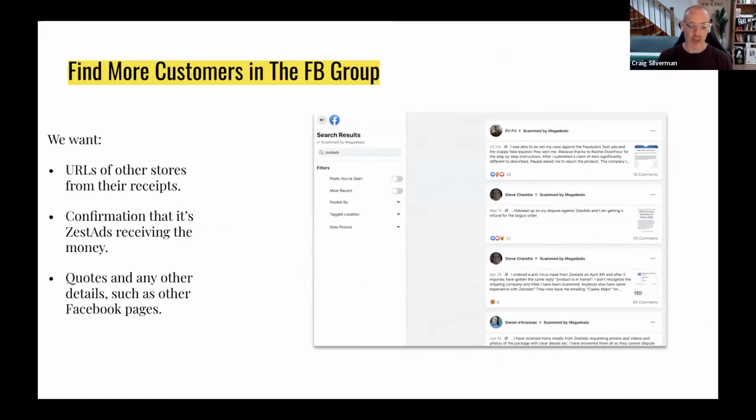Here's what I want to do. I want to find all of the people in this Facebook group who say they bought this mask. I want them to share with me the proof that they purchased it, send me their PayPal receipt, right? So I can know that this is real. And this way I can also confirm what the company name is on the receipt.